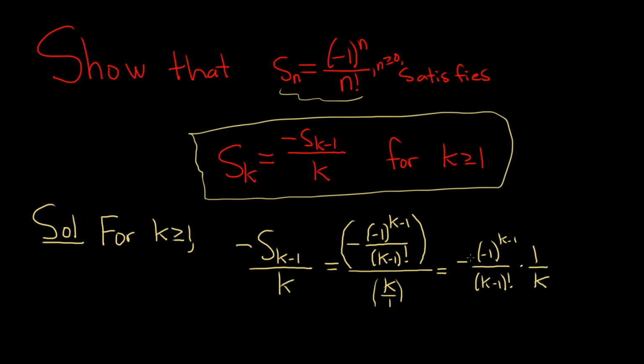Now what we're going to do is realize that there's a negative here. It's really a negative 1. So let's write this as negative 1 to the 1 times negative 1 to the k minus 1. And on the bottom, let's just take the k and put it in the front like this. K times k minus 1 factorial. And the reason we did that is that now on the bottom, k times k minus 1 factorial, that's k factorial. And then in the numerator, we add the exponents, so it'll give us negative 1 to the k, because 1 plus k minus 1 is k.